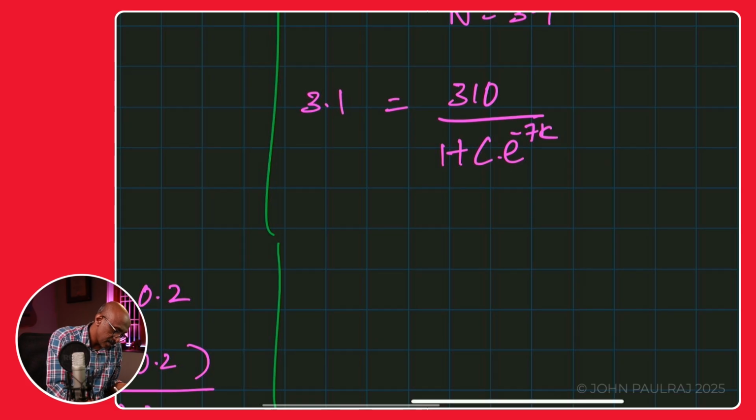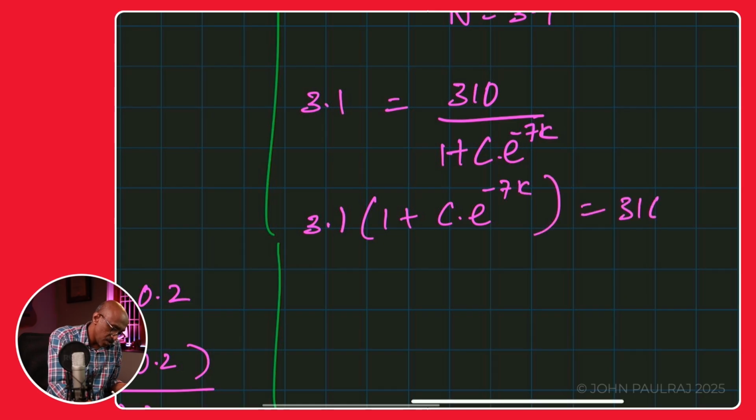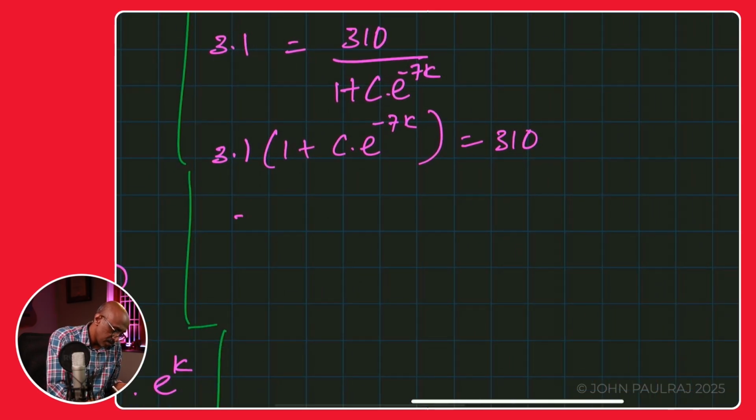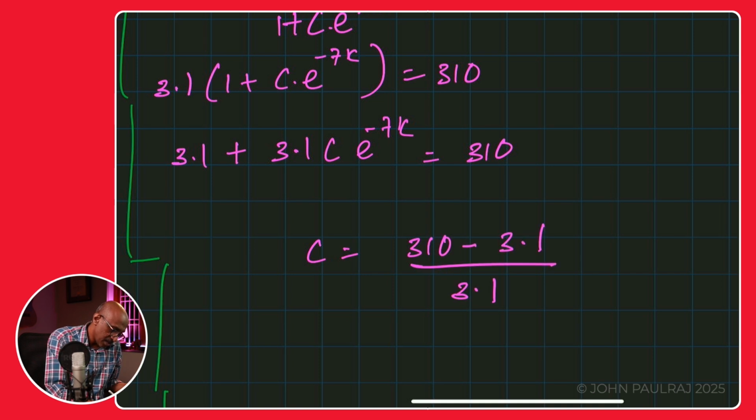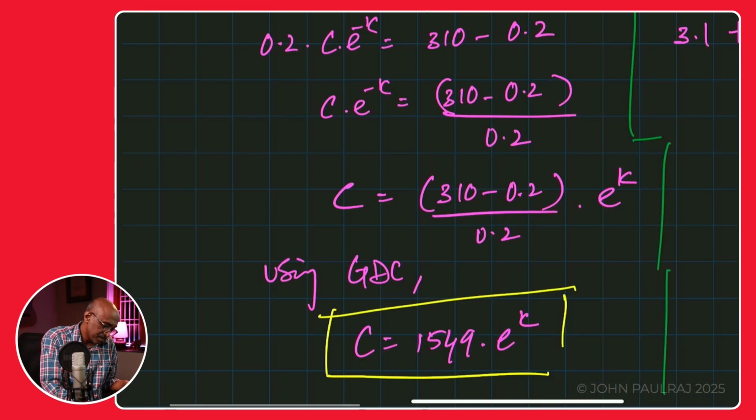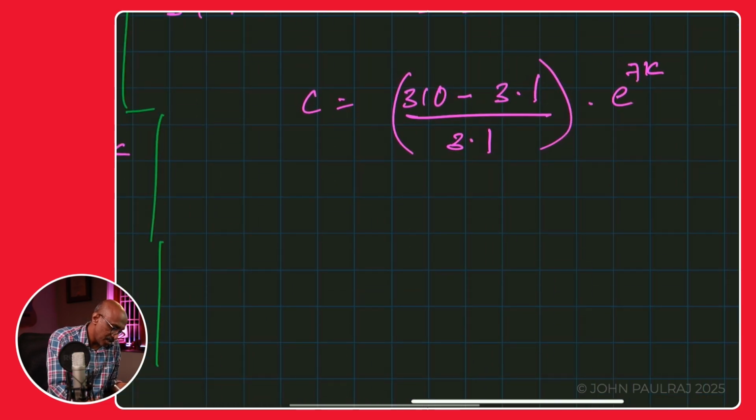Okay, and then that is in the same way 3.1 equals 310 over 1 plus c e to the power of minus 7k, and let's do that. 3.1 plus 3.1c e to the power of minus 7k is equal to 310. In the same way, we will do that. You'll get c is equal to 310 minus 3.1 divided by 3.1, and here we can have e to the power of 7k. All right, similar, just like this. So again we can say using GDC.